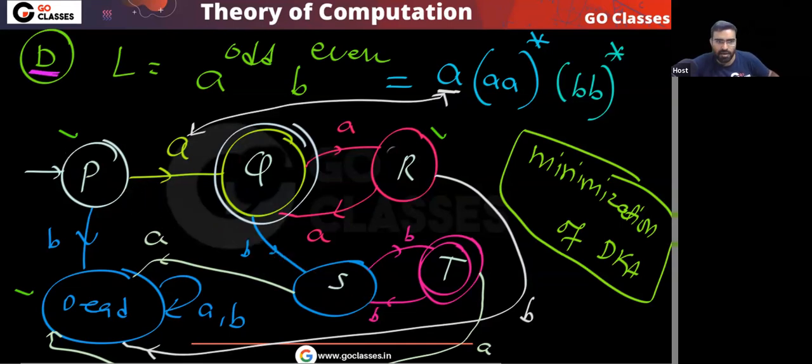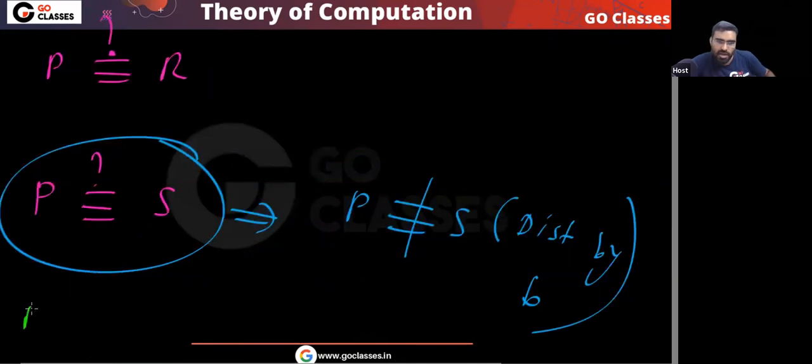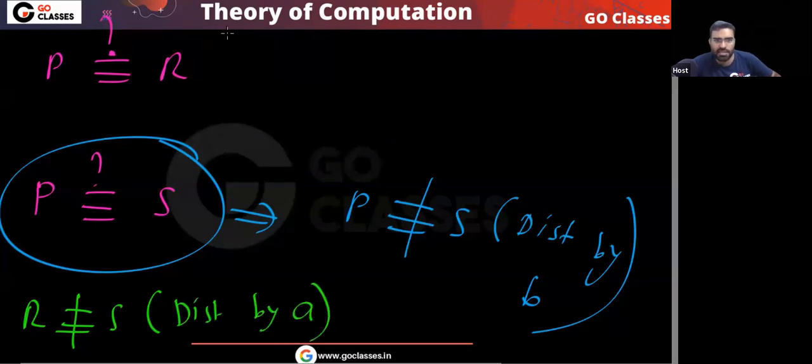Now let's see P comma R. Okay, what about R comma S? Tell me about R comma S also. They are distinguishable by A. You can notice R comma S, they are distinguishable by A. Very easily you can see.